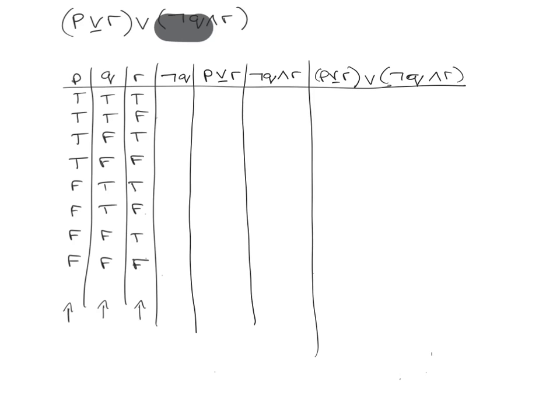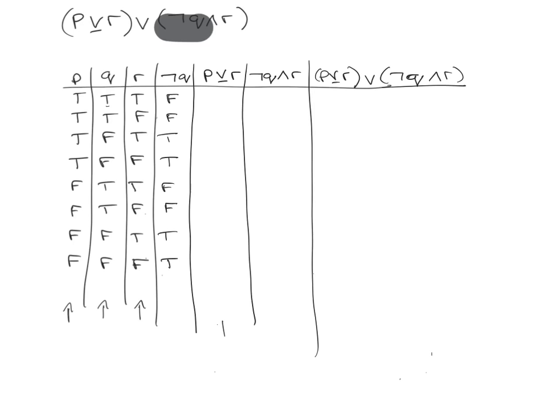So looking at not Q first, that's always the opposite of what Q is. So if Q is true, not Q is going to be false. Q true, not Q false. Q false, not Q true, true. Now Q is true again, so we've got 2 falses. And Q is false again, so we've got 2 trues.